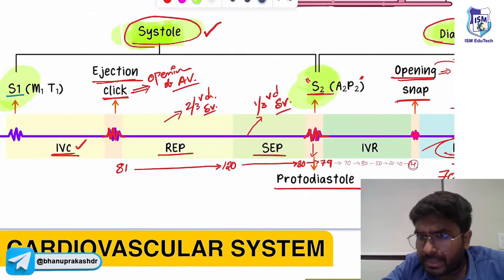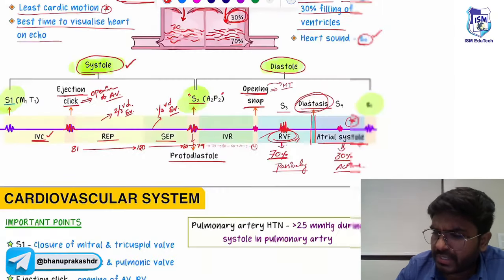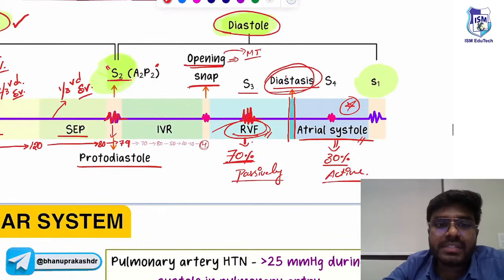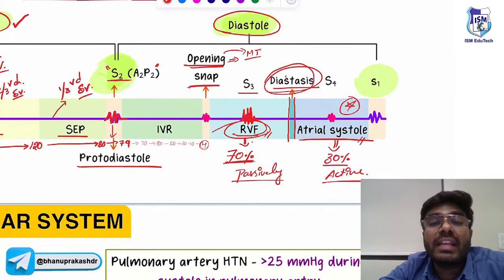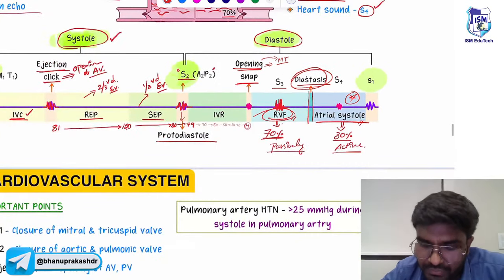Okay. Completed, sir. Now, I will ask you some questions. You just try to answer them. 70% of the ventricular filling occurs during rapid ventricular filling. That is active or passive? Passive. 30% of the ventricular filling occurs during atrial systole. That's the active process. During which phase?